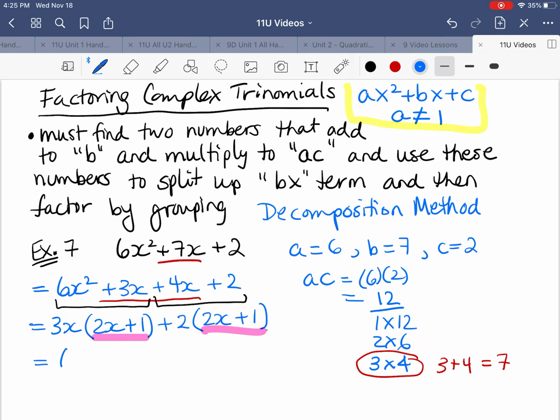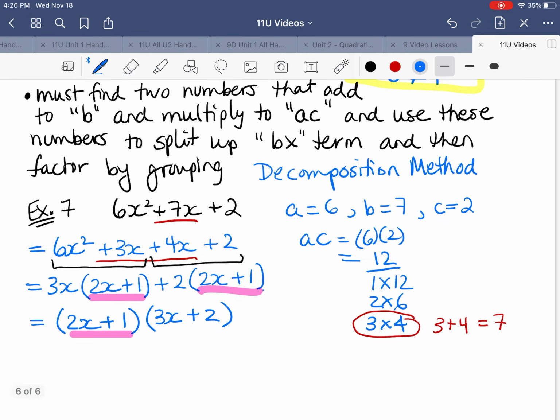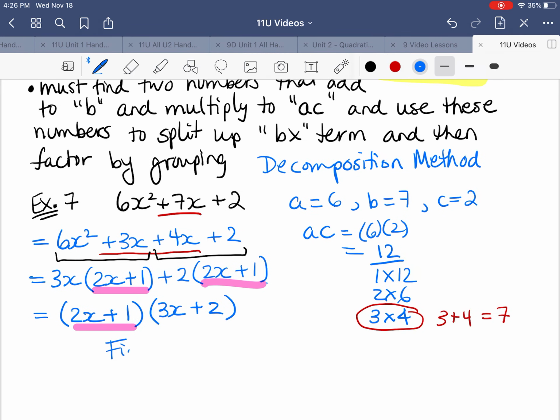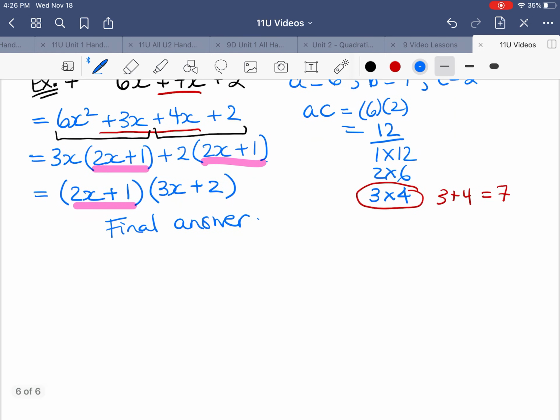So we are going to common factor out 2x plus 1. We've common factored that out of both of them, and then we are left with 3x plus 2, because those are our remainders or the leftovers. And we are finished. So this is our final answer. We are all factored. Okay, let's do one more.